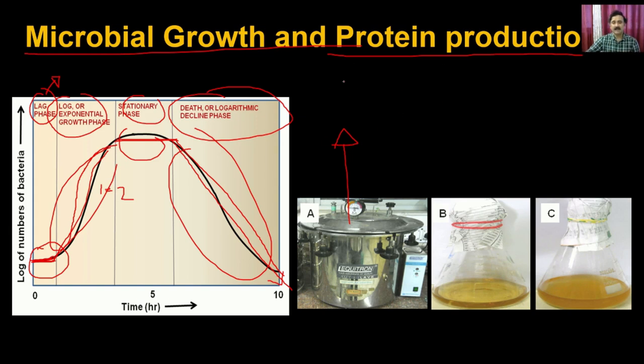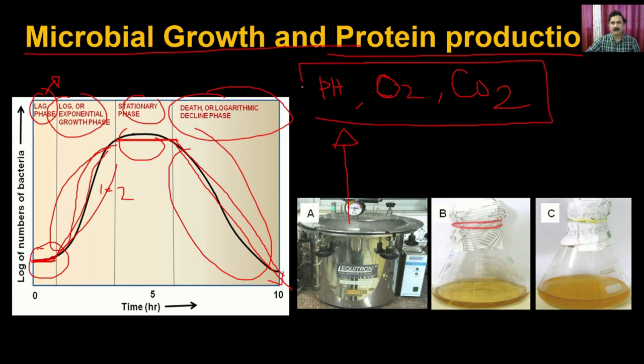Apart from that, during these phases, multiple factors will change. For example, there will be a change in the pH of the media, a change in the oxygen level, a change in the carbon dioxide level, and an accumulation of multiple types of side products. These factors are going to affect the bacterial growth, as well as the production of the protein and other metabolites from the cell. That's why, when you take this to the industrial scale, all these factors have to be under precise control.